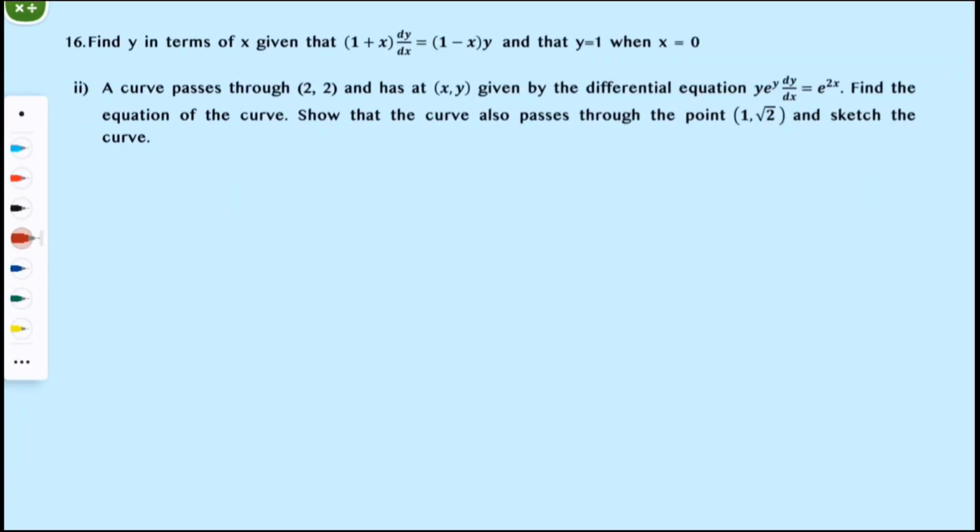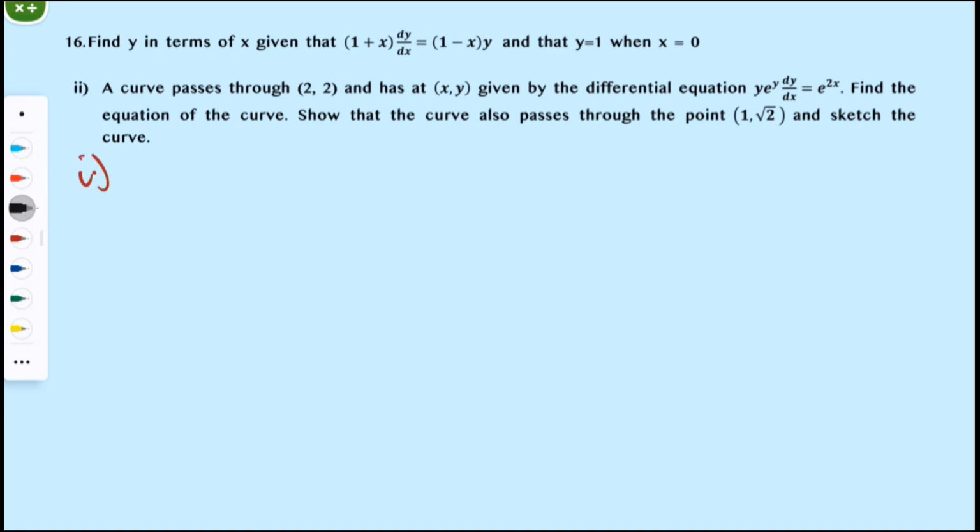Find y in terms of x, given that (1 + x) dy/dx = that, and that y equals 1 when x equals 0. The curve passes through (2, 2) and has, at (x, y), a gradient given by the differential equation. Find the equation of the curve. Show that the curve also passes through this point and sketch the curve.